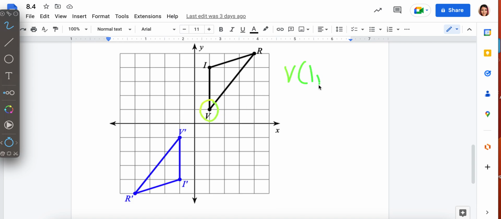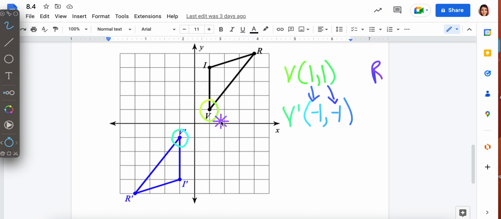Our V point is at (1, 1), right? And our V prime is at (-1, -1). So in this case, it looks like our x changed to its opposite as well as our y changed. Let's just pick another point to see if that works. Let's do R. Because if our x changed and our y changed, that means it's reflected over both axes, right? If it just became opposite. But I just want to check that with another point.